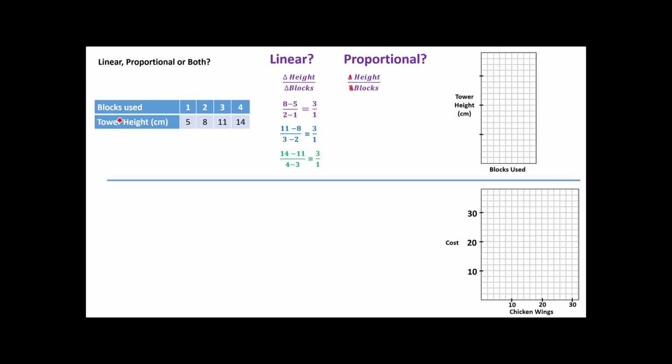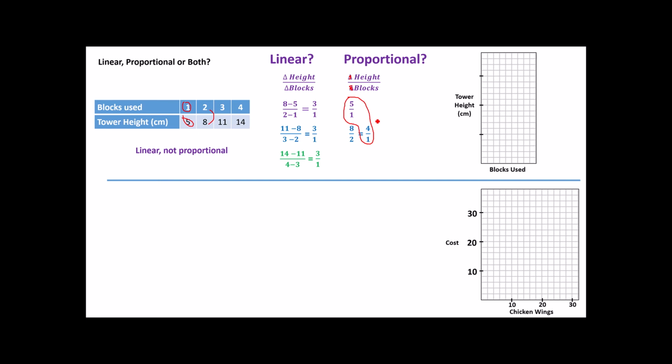So when I look over here at height, I have 5 centimeters for one block. That's 5 to 1. But then the second one is 8 to 2, which is 4 to 1. These do not match. Therefore, this is not going to be proportional. I don't need to check the last ones because if any pair don't match, then I know for sure it's not proportional and I'm done. This is linear, not proportional.